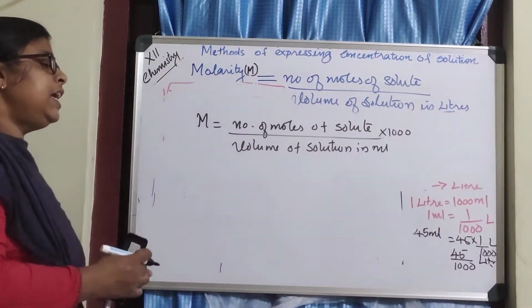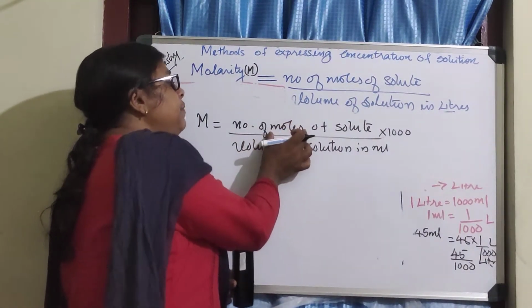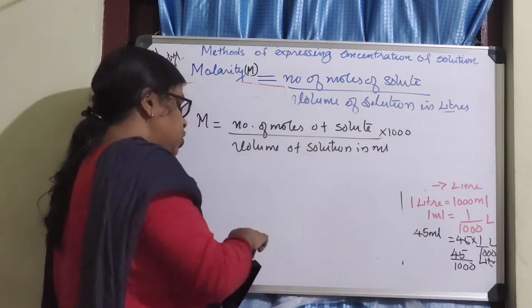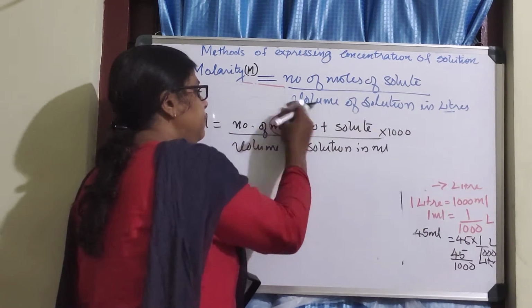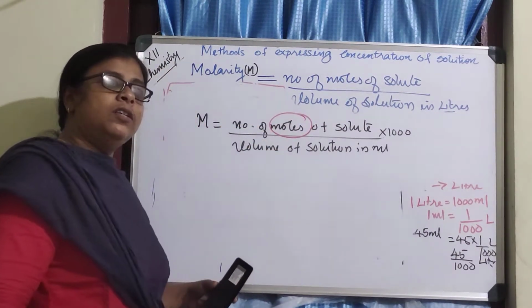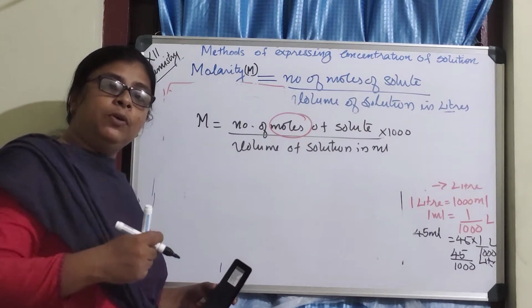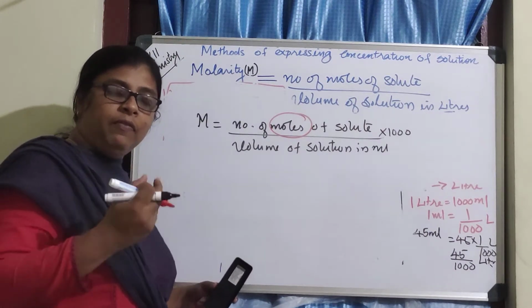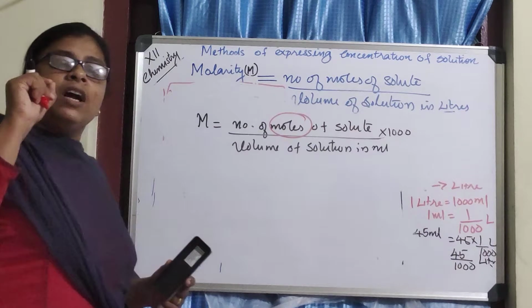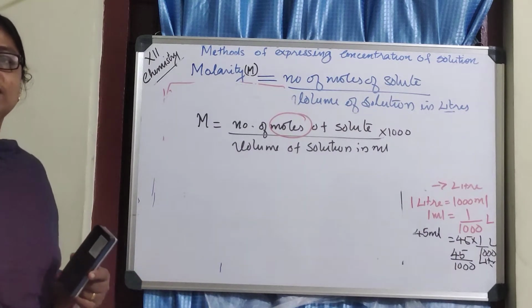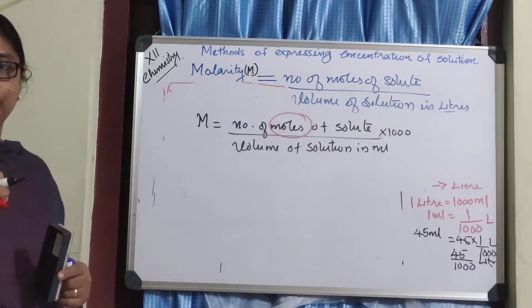See here, molarity is the ratio of number of moles and the volume of the solution in liter. In this method we are expressing the amount of the solute in moles. So in actual life, it is not possible to take in moles. For that, what are we using? Converting the given amount of the substance into moles.